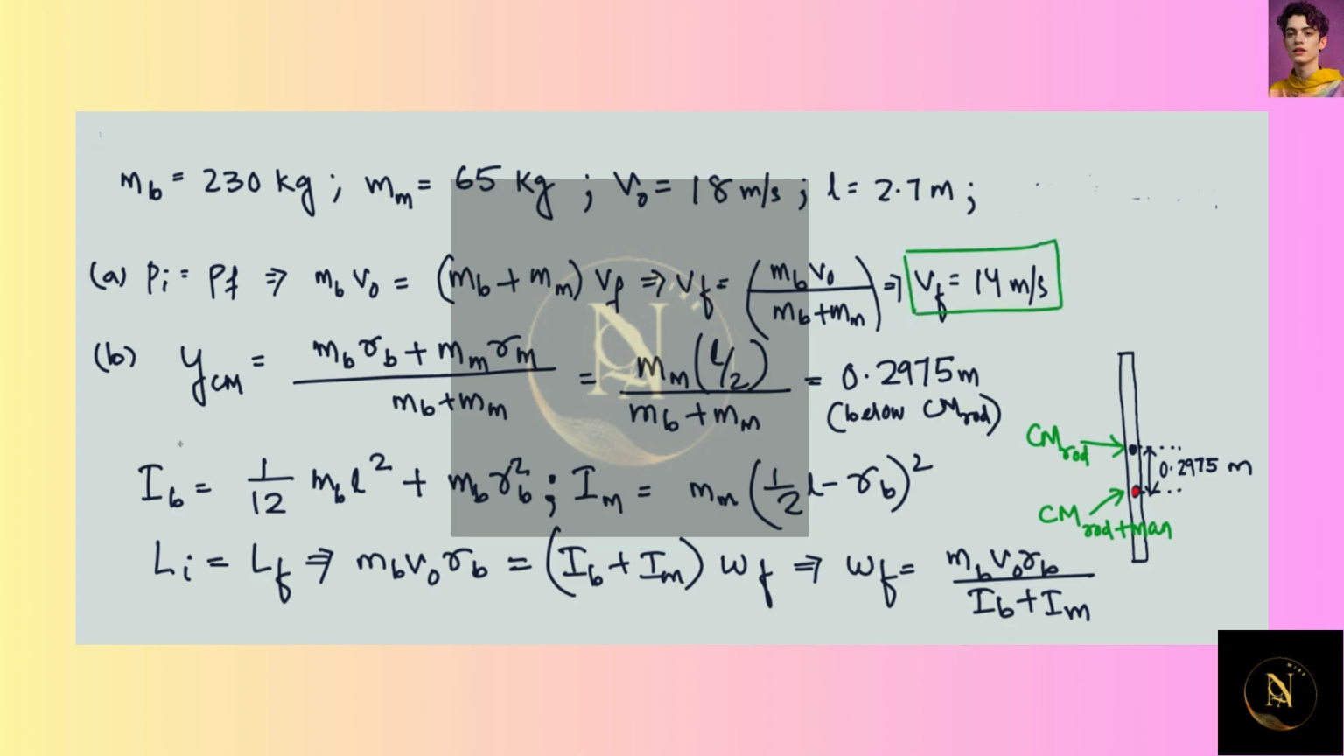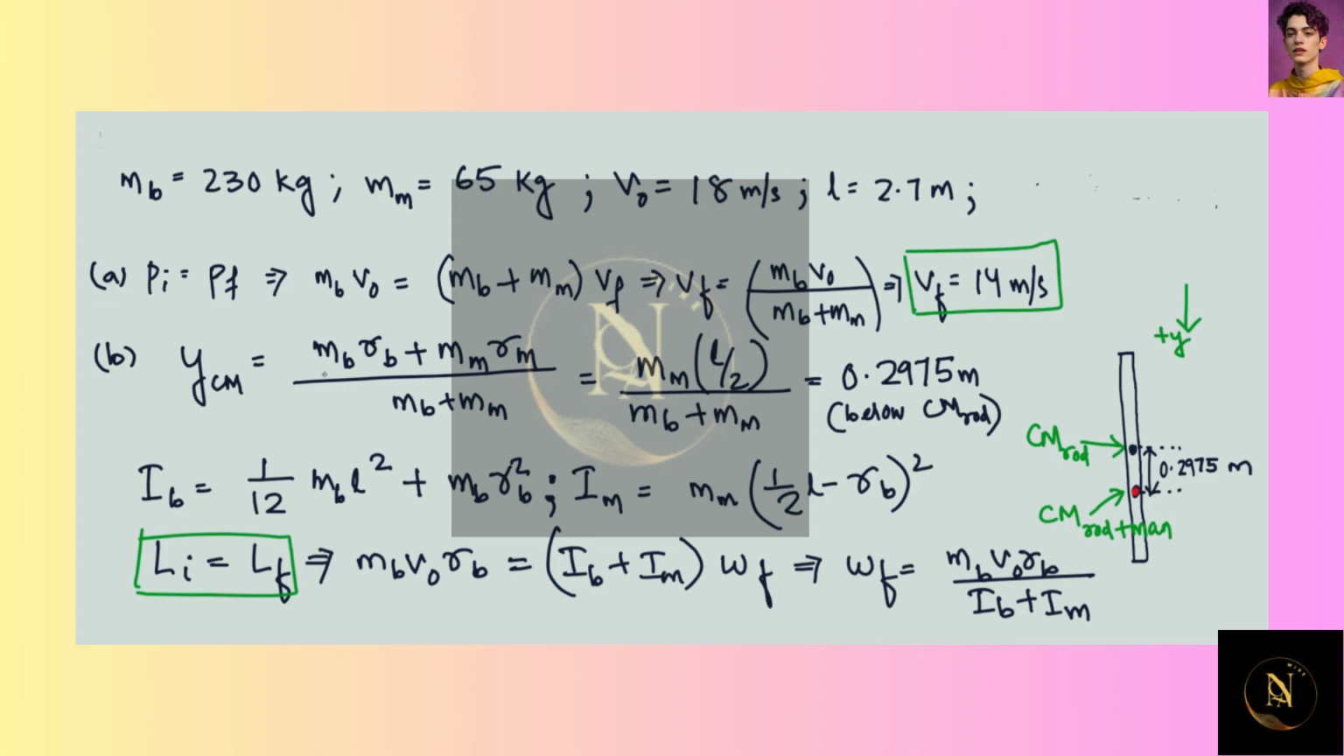Now, for the second part, the angular momentum about the center of mass is conserved. So this equation we will use. But before that, we find the center of mass relative to the center of the rod, relative to this black dot, and we take the positive y-axis to be downward. Now, doing that, we find the center of mass. So this is the equation that we will use.